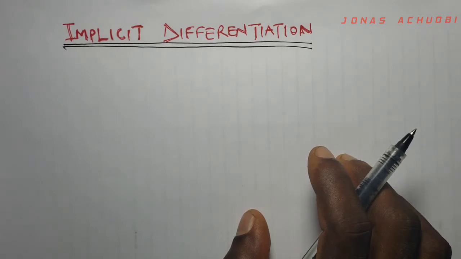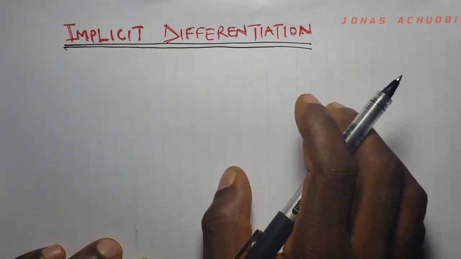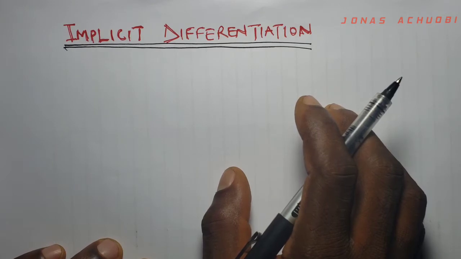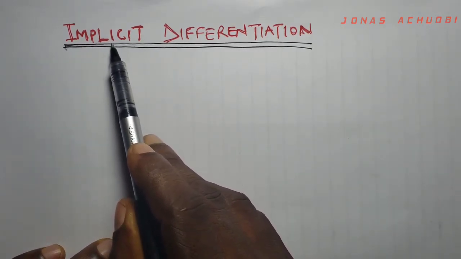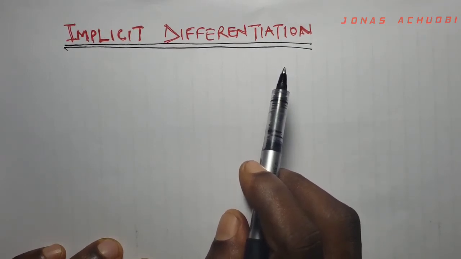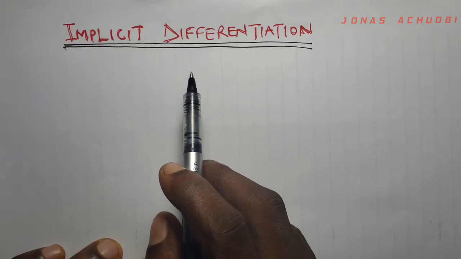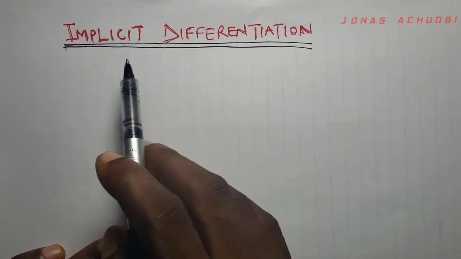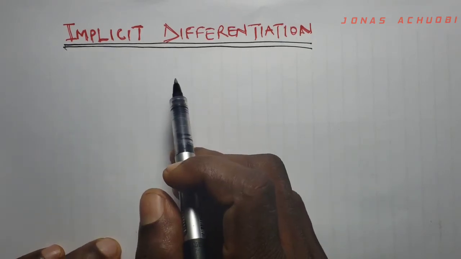Today we shall be discussing implicit differentiation. We wish to answer the following two questions in today's lesson. 1. Why or when do we employ implicit differentiation? And secondly, we wish to learn how to differentiate implicitly. And of course, we shall end the lesson by showing that in fact, when we differentiate implicitly or explicitly, we end up with the same answer.